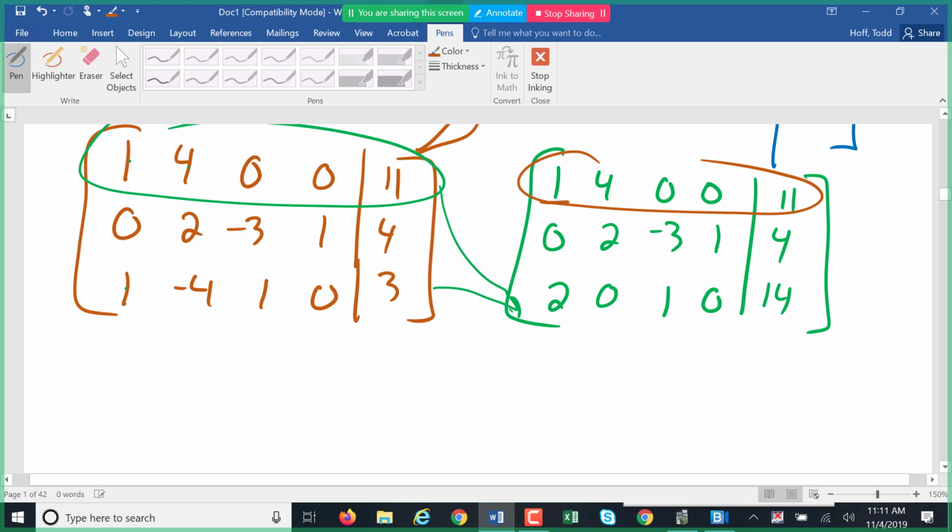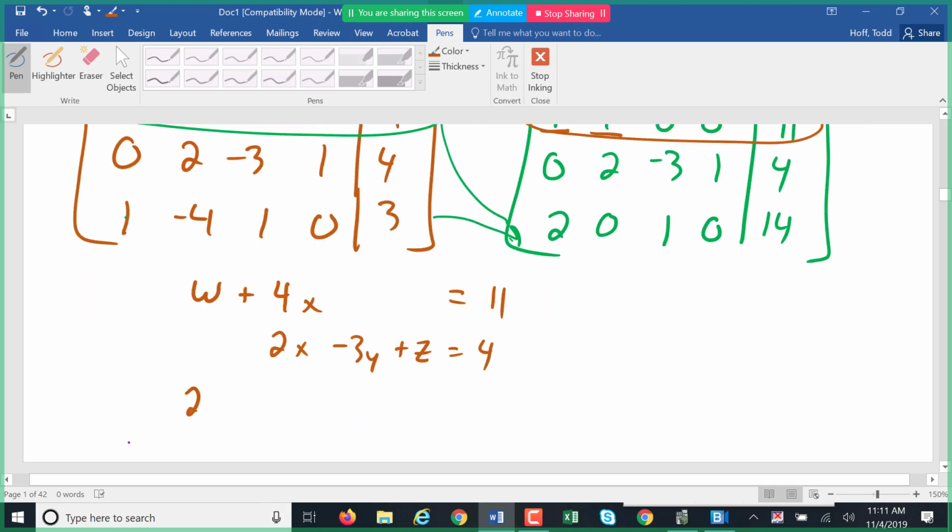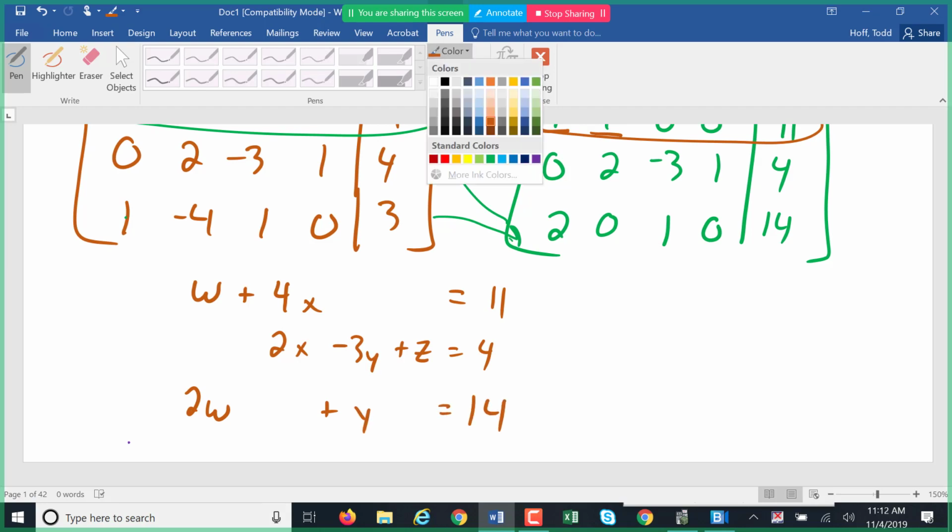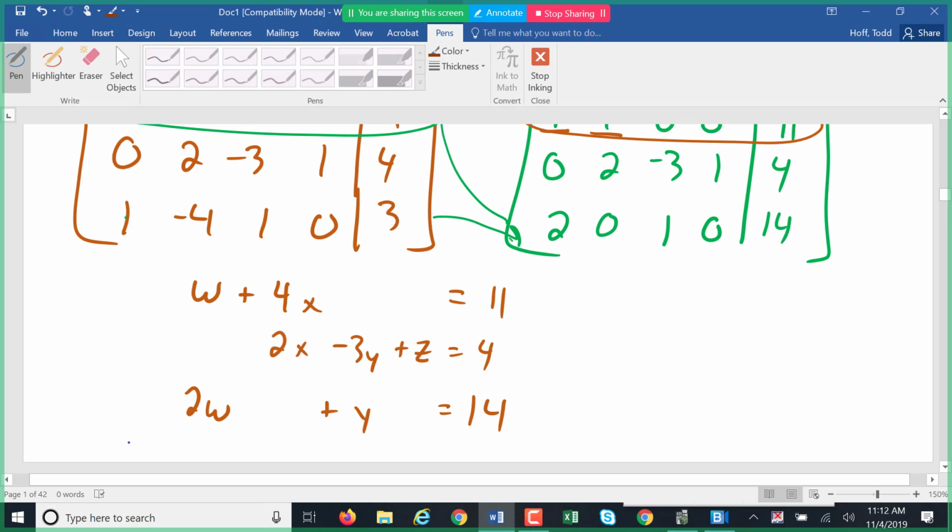This is 4 variables. This is w plus 4x equals 11. The second one is 2x minus 3y plus z equals 4. And the bottom one is 2w plus y equals 14. The reason I wrote these out is because now I can solve them very easily. There's a couple of them I can solve. I can solve the top one for w, I can solve the bottom one for y. It really doesn't matter which. I'm going to go ahead and solve the top one for w.